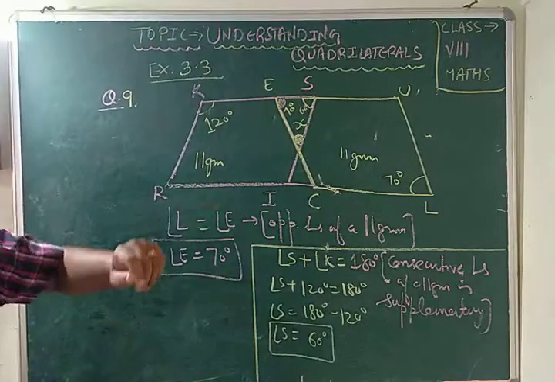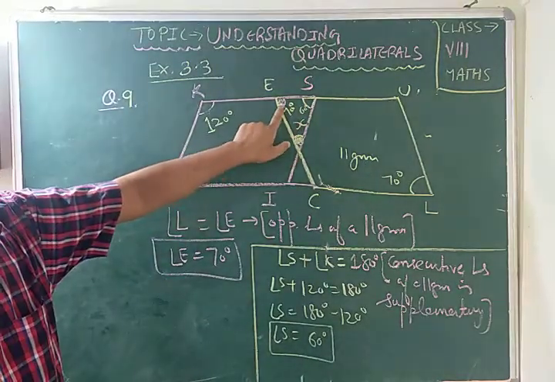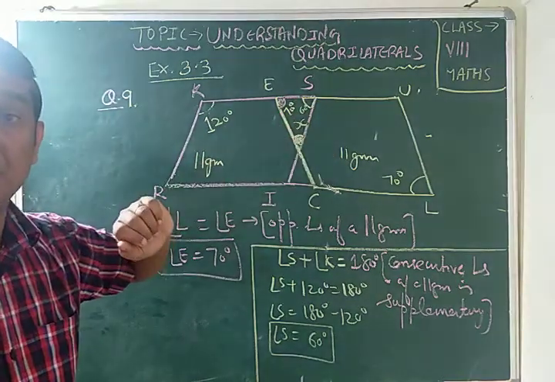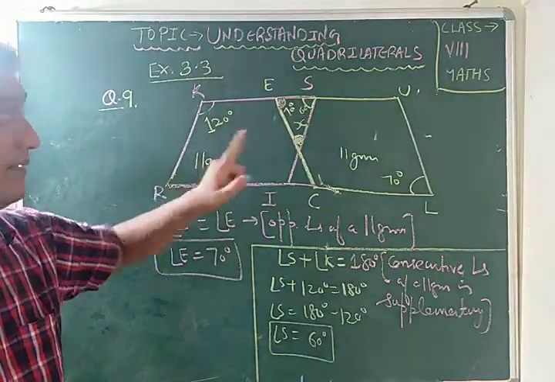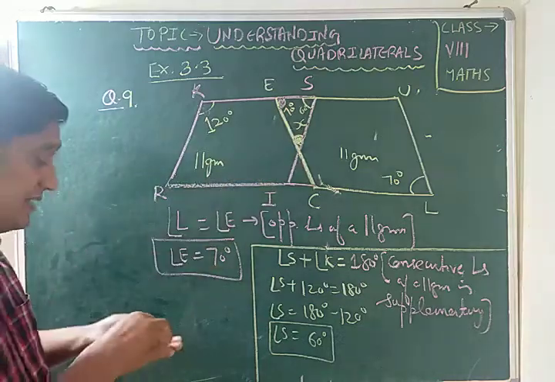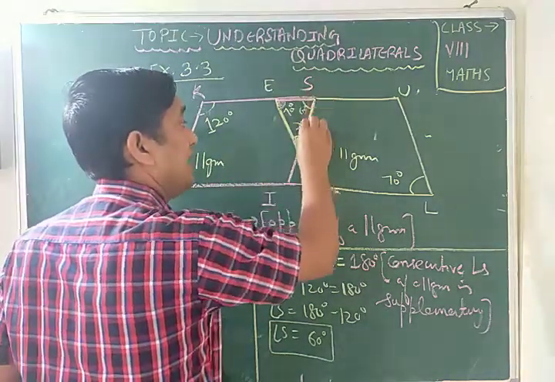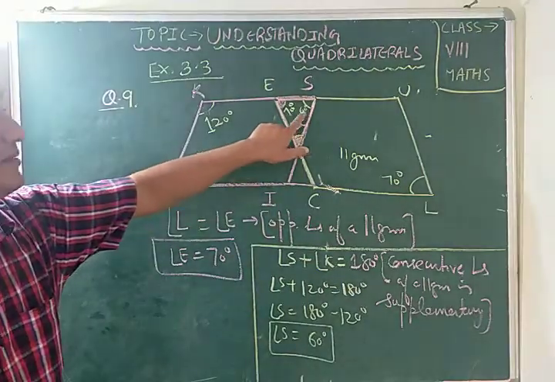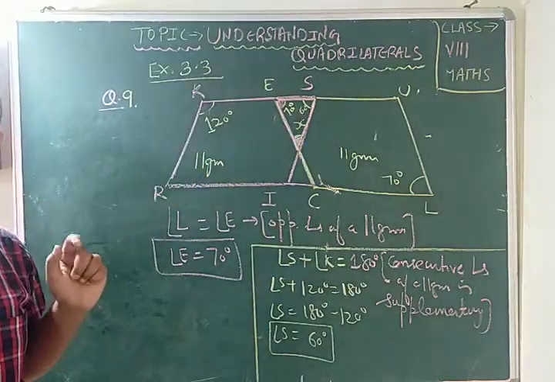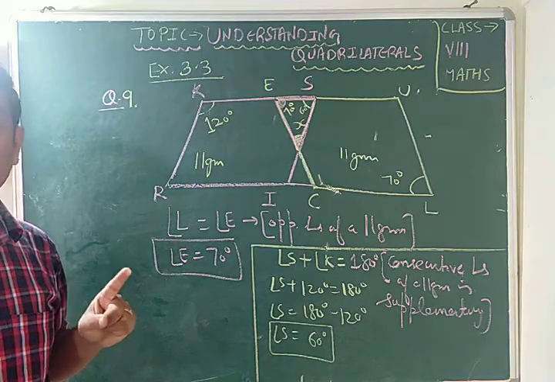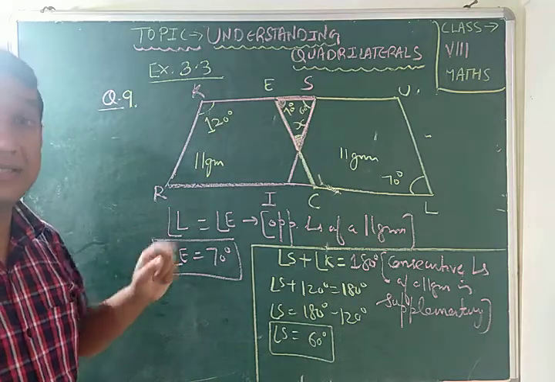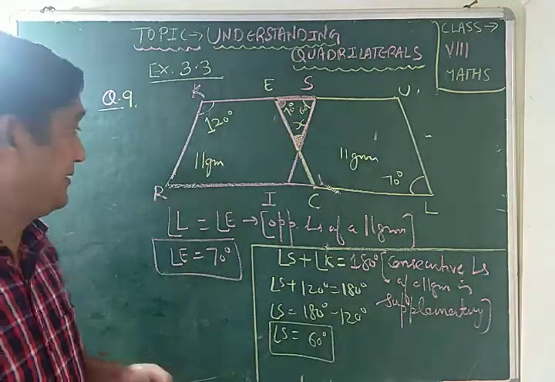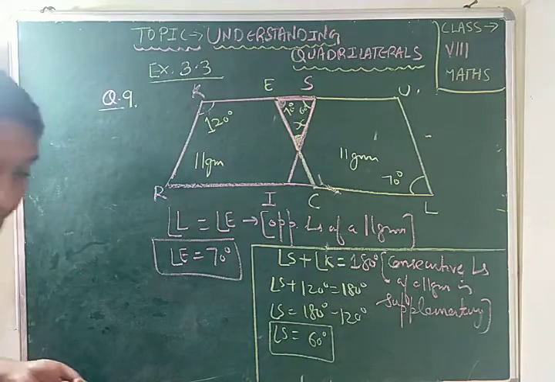Now children, what do we have to find? X. But what have we done? We have found this angle 70, this 60, because now we have to find the value of angle X. Now these three angles become the angles of a triangle: X, 60 and 70. We know that the sum of all the interior angles of a triangle is 180 degrees.